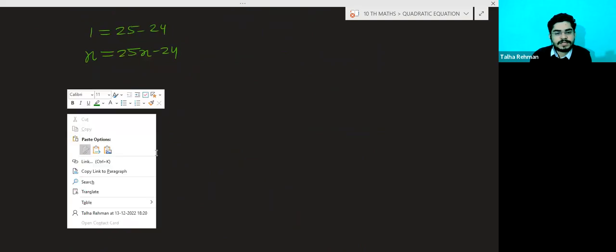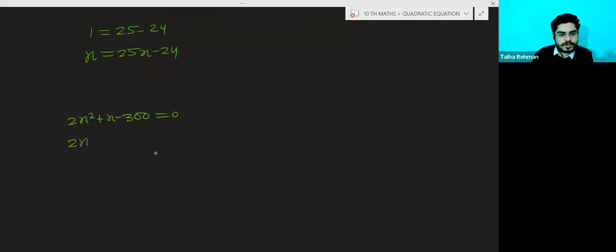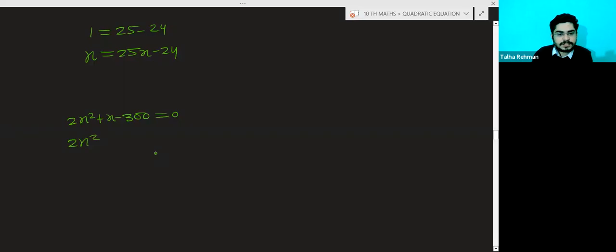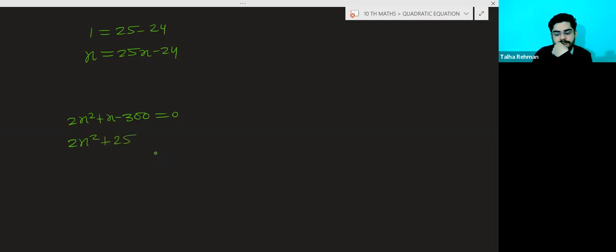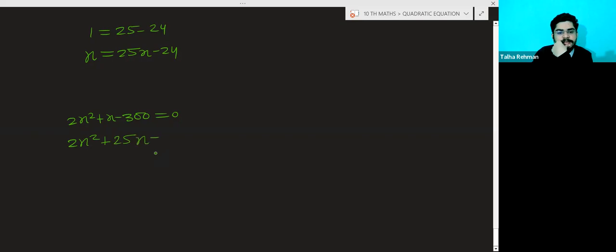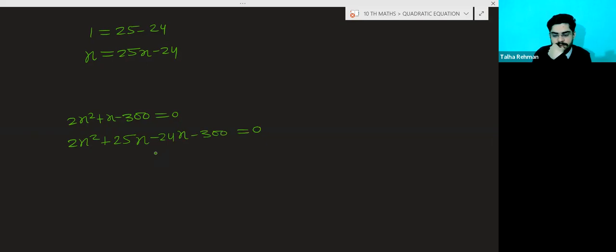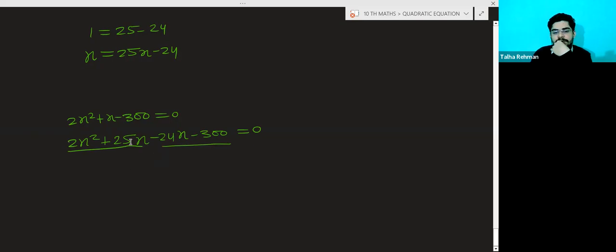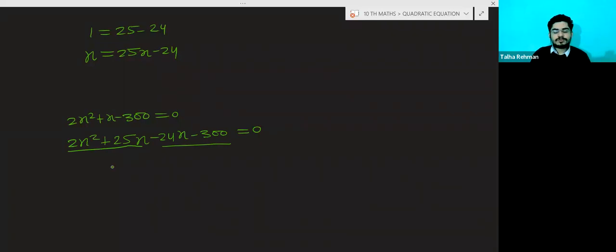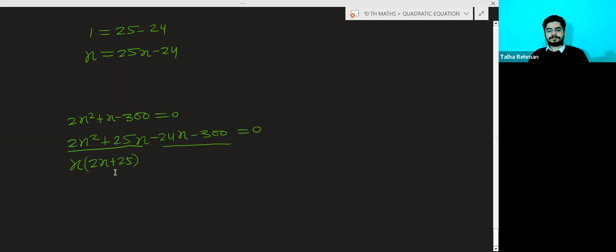So now it can be solved very easily. This is 2x square, x can be written as plus 25x, minus 24x minus 300, and that is equal to 0. Now see this and see this. Take the common terms. Here only x is common, so it will be x times 2x plus 25. And what will be common here?